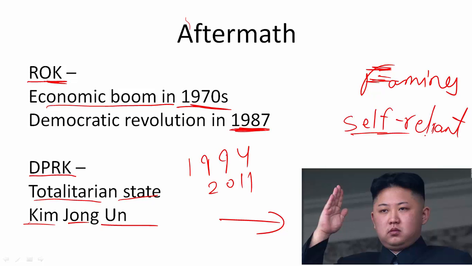They are self-reliant, and they call this the Juche policy. I don't know how it's pronounced exactly. This is the policy which was given by Kim Il Sung, and because of this policy, millions of people have died of starvation in North Korea.